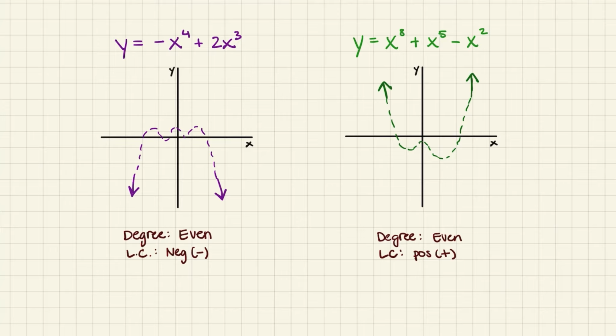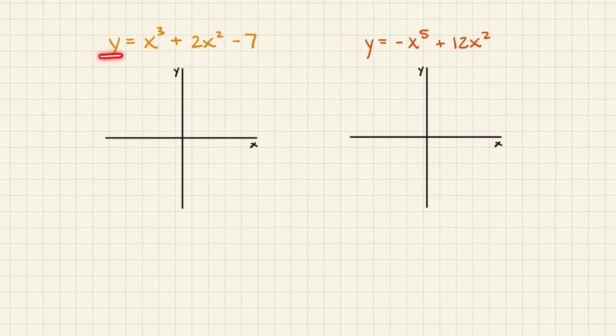All right, let's look at some more examples. Here we have y equals x to the third plus 2x squared minus 7. So our degree, the highest power, is 3, which is odd. And our leading coefficient is 1, which is positive. So odd degree with a positive leading coefficient is down on the left and up on the right. And then we can do our middle squiggle.